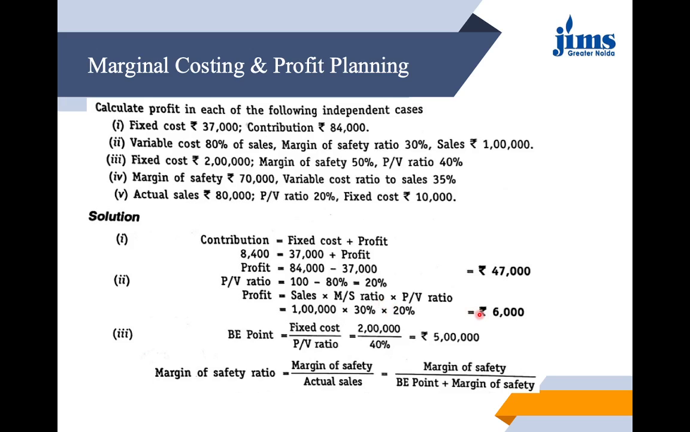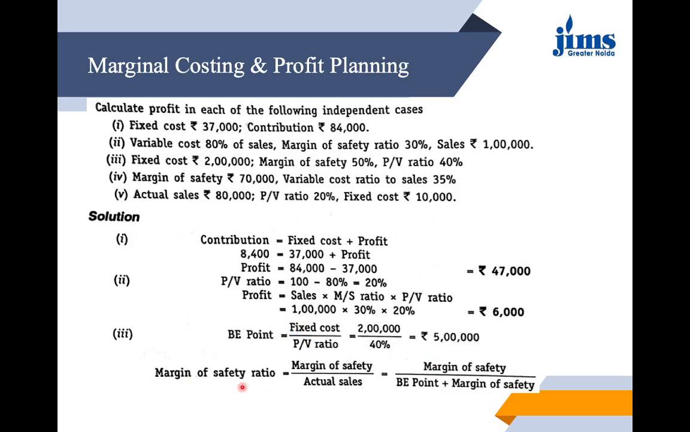Then in the third case, they have given you the fixed cost of rupees 2 lakh and margin of safety as 50% and PV ratio is 40%. So we need to find out the profit. So first of all, let us calculate the break-even point by dividing fixed cost with PV ratio. That is coming out as 5 lakh.